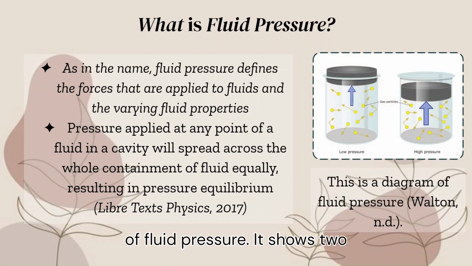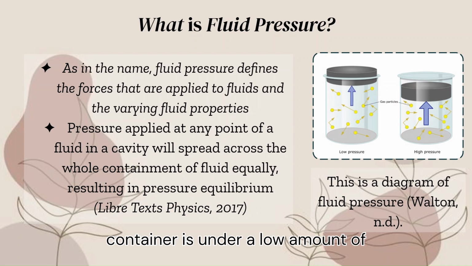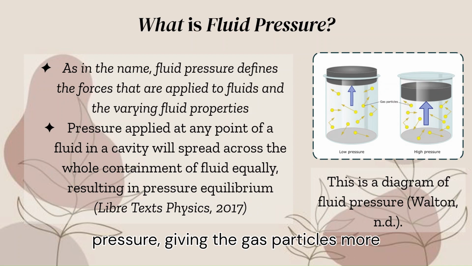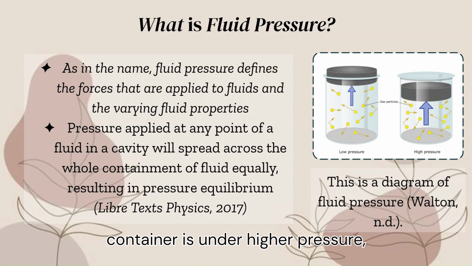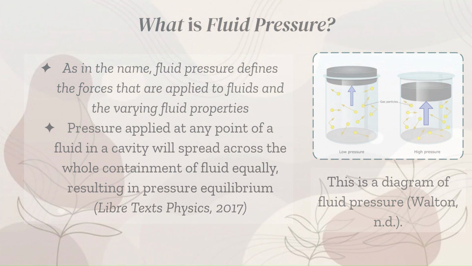This is a diagram of fluid pressure. It shows two containers filled with gas, which is being compressed with a cylindrical material at bipolar pressures. The first container is under a low amount of pressure, giving the gas particles more space to move around in, while the second container is under higher pressure, causing the gas particles to have limited space for motion.